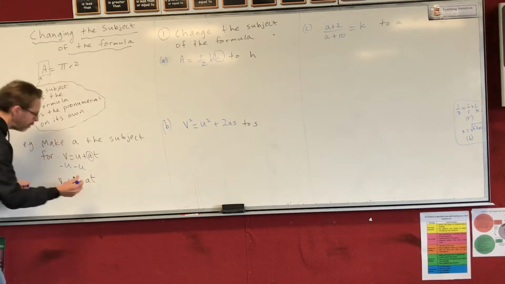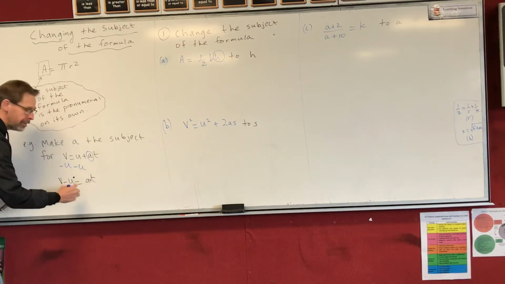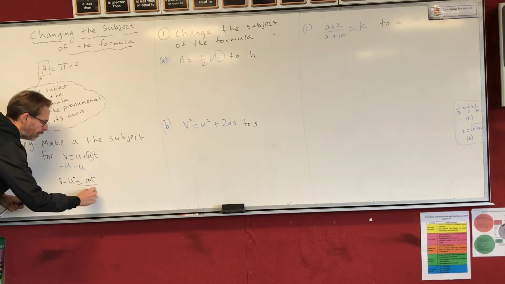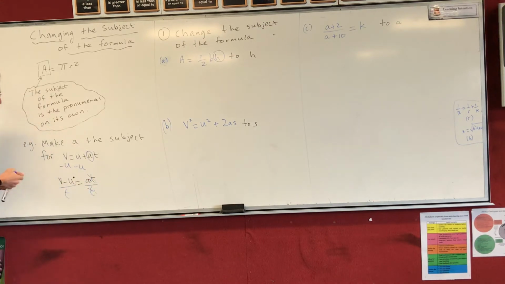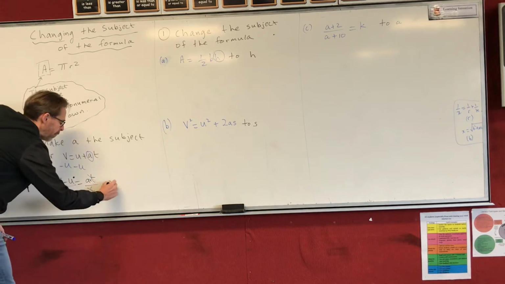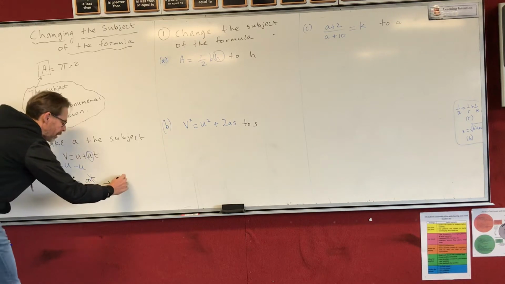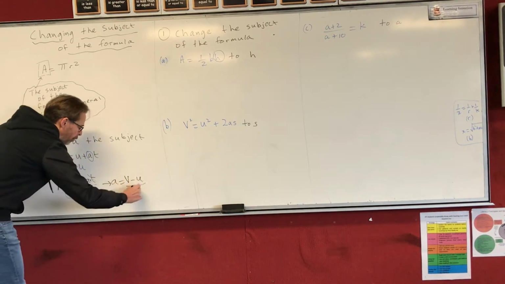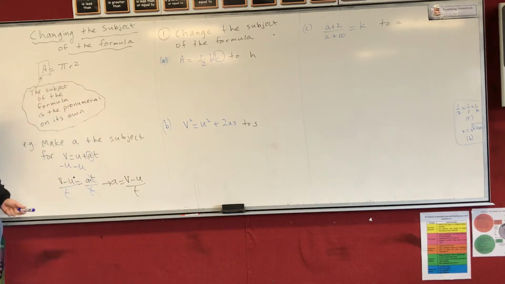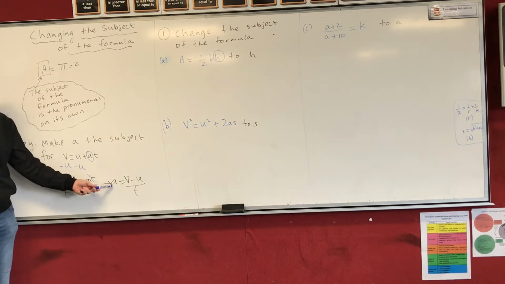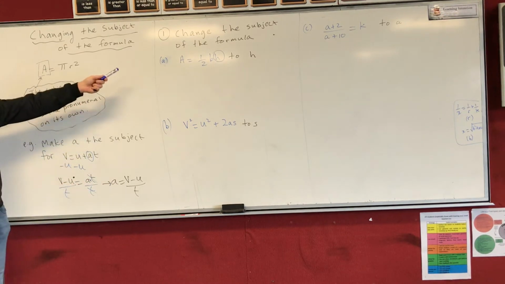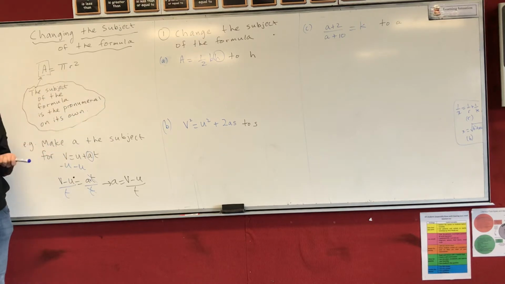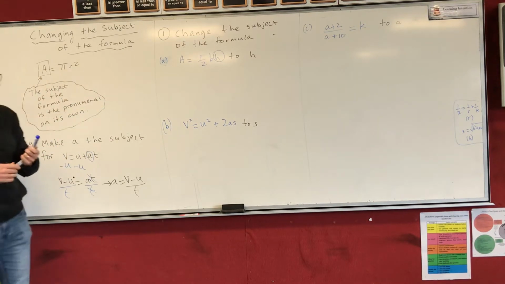And then there's a times sign in between the A and the T. So I'm going to divide by T, both sides, cancels. And then you can see here, our final answer, A equals V minus U on T. Okay, so A is now the subject of the formula. It's all by itself. Okay? Copy all that down. You might even want to have a go at the next question by yourself. You can pause the video at any time.